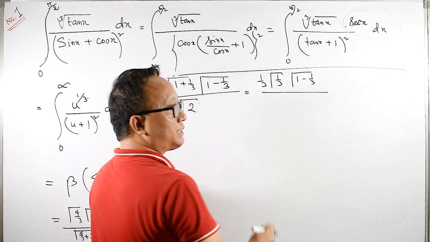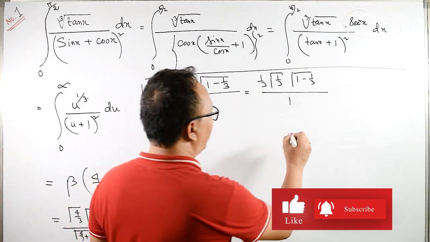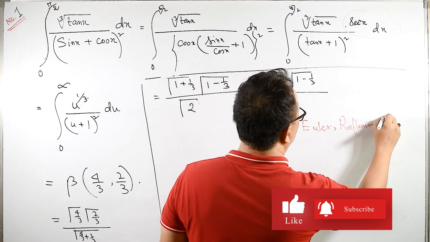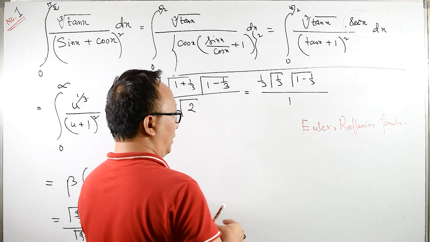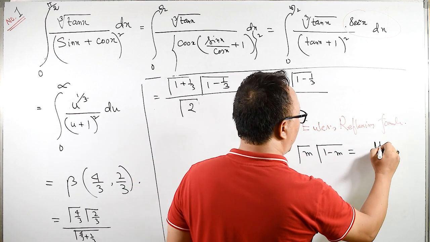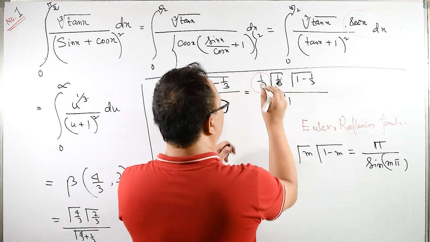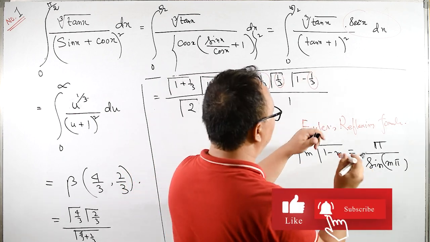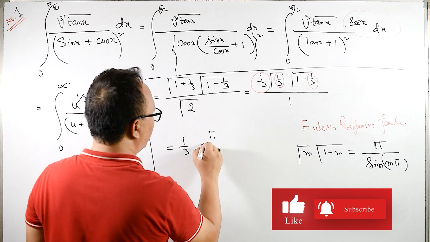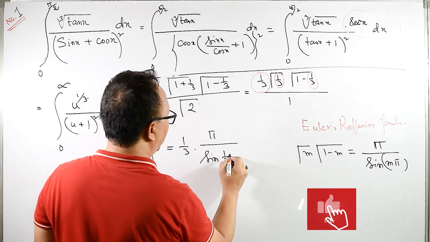Gamma of 2 is 1 factorial, which is 1, so we don't have to write anything. Remember, we have Euler's reflection formula: gamma of m into gamma of 1 minus m is the same as pi upon sin of m pi. Let's keep 1 by 3 outside. Here we have gamma of 1 by 3 as well as gamma of 1 minus 1 by 3. If I apply this formula, we get pi upon sin of 1 by 3 into pi, or you can say pi by 3.